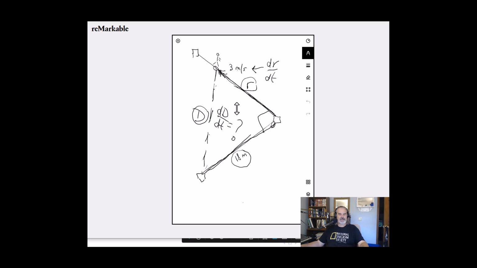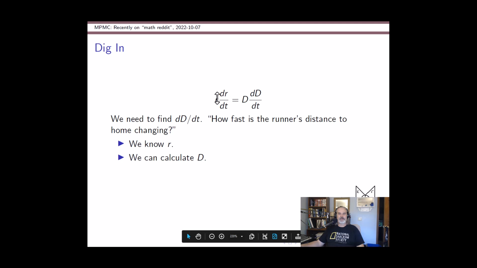This side is 18 right here. At the instant we are 3 meters from second base, I think that was the original. Even if it's not the right number, it's okay. We can fix it. At that instant, at this snapshot, this length has size 18 meters, this length has size 15, this is a right triangle, calculate D, Pythagorean theorem. Okay, I'm not going to do it, but we know R explicitly. We can calculate D very quickly.